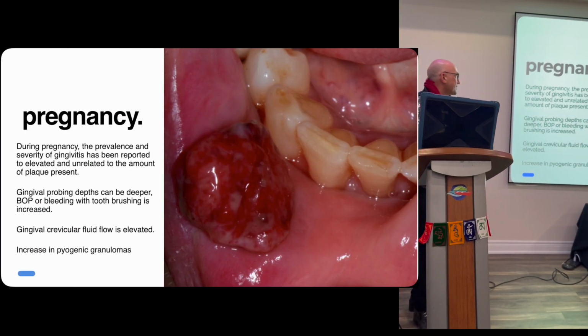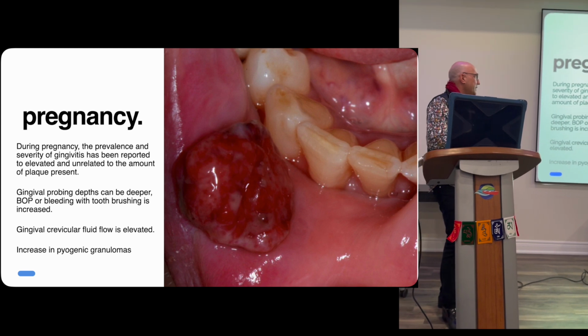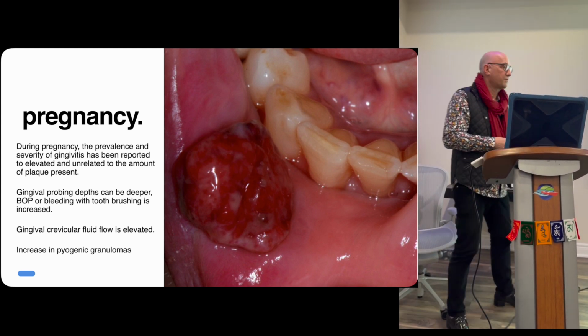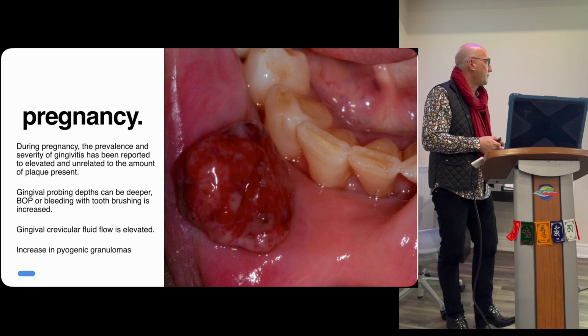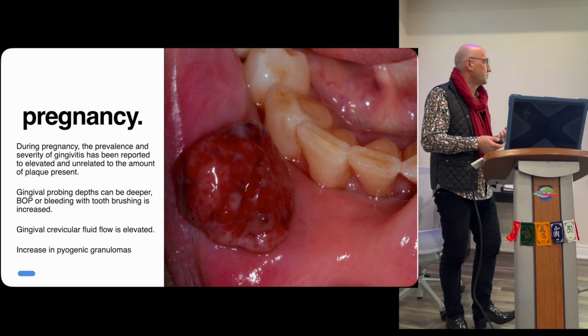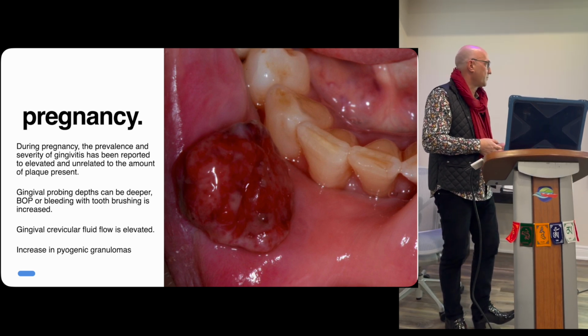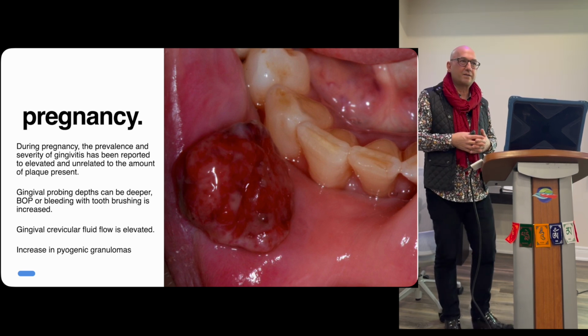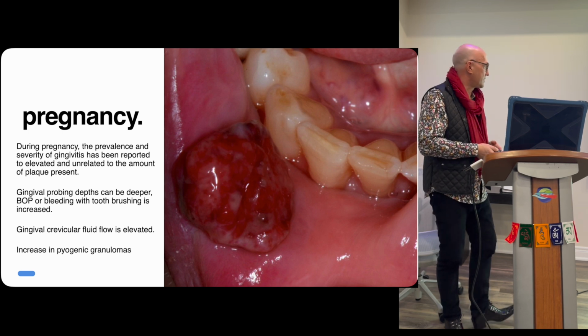Pregnancy. During pregnancy, the prevalence and severity of gingivitis has been reported to be elevated, unrelated to the amount of plaque present. So we have the surge of hormones, and gingival probing depths can be deeper. Bleeding on probing or bleeding with toothbrushing is sometimes increased. I don't know if this is just because of being nauseous and not being able to clean as much, so I'm not sure how much of this is anecdotal versus done.